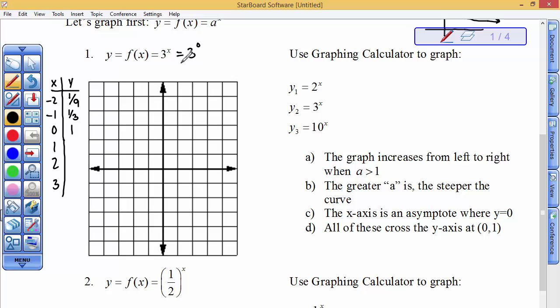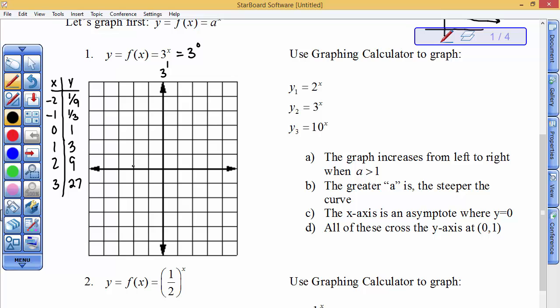And then how about 3 to the first power? It gets easier when these are not negative exponents. 3 to the first is 3. 3 to the second is 9, and 3 to the third is 27, and this is the growing exponentially. Let's graph this data. So when x is a negative 2, y is 1/9.